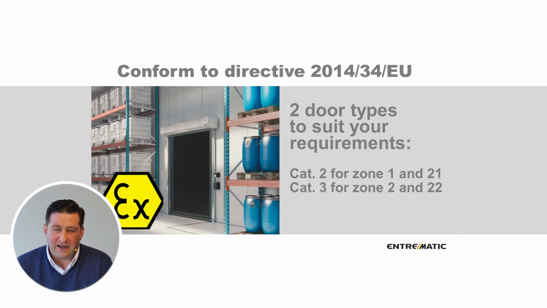So the outcome is, as we already talked about, the two doors that we have as a finished product: the Category 2 door, for zone 1 and 21, and the Category 3 door for zone 2 and 22.